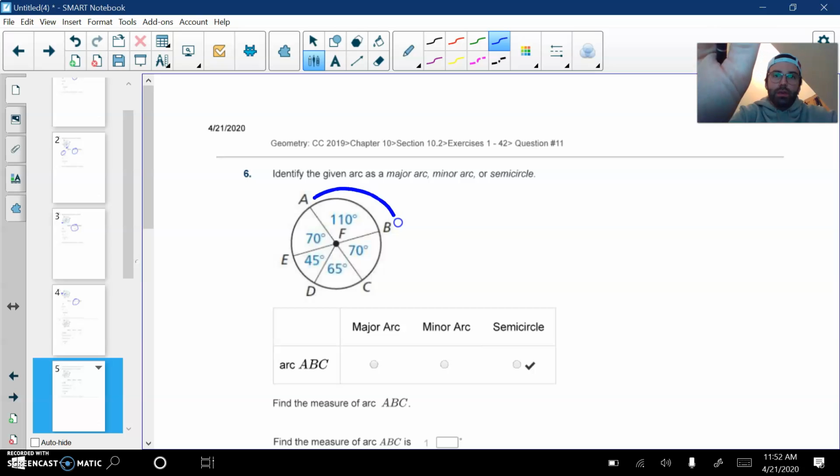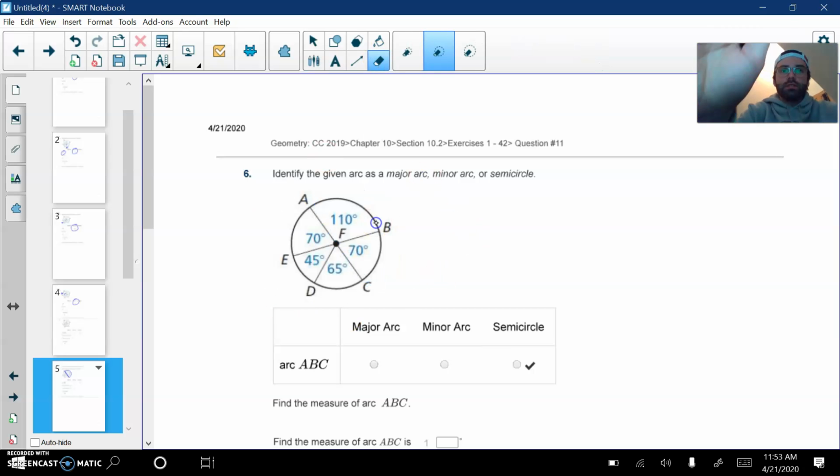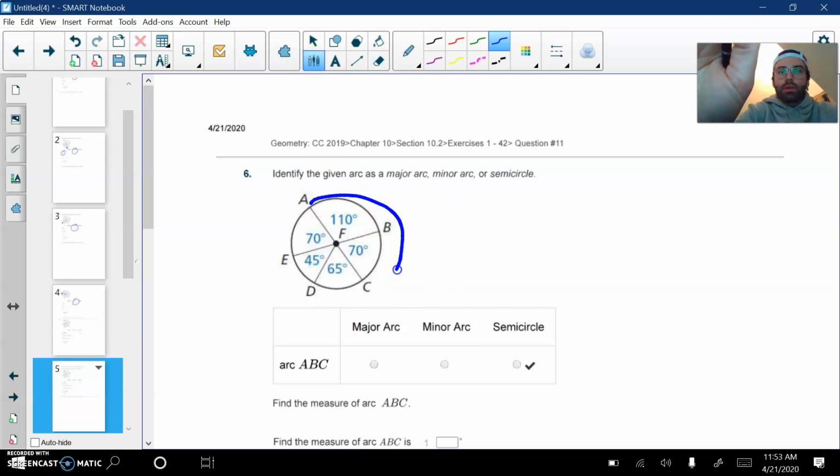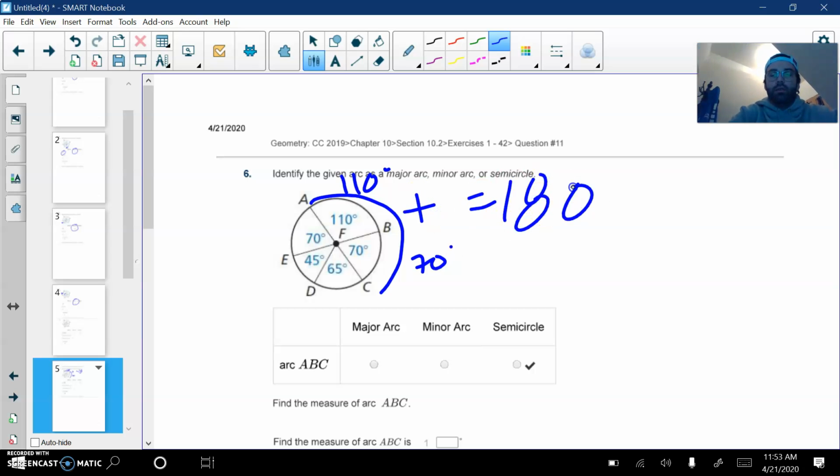So I go from A to B to C. That goes through, you can see it goes through the center of our circle there. I could also realize, I'm going to erase this for a second. So I got A to B to C. I know that AB is 110, and this is 70. The central angle, if I do 110 plus 70, I get 180. If it's equal to 180, it has to be a semicircle.